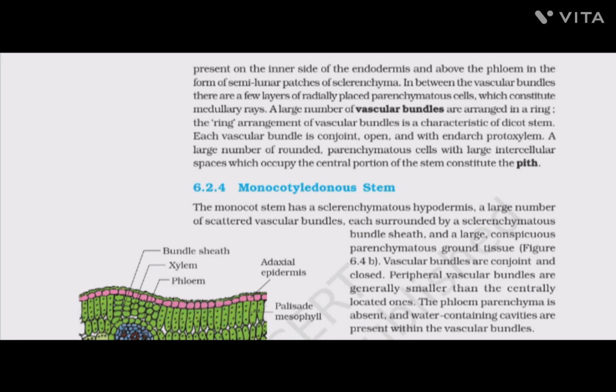Pericycle is present on the inner side of the endodermis and above the phloem in the form of semilunar patches of sclerenchyma. In between the vascular bundles, there are a few layers of radially placed parenchymatous cells which constitute medullary rays. A large number of vascular bundles are arranged in a ring. The ring arrangement of vascular bundles is a characteristic of dicot stem. Each vascular bundle is conjoint, open, and with endarch protoxylem.